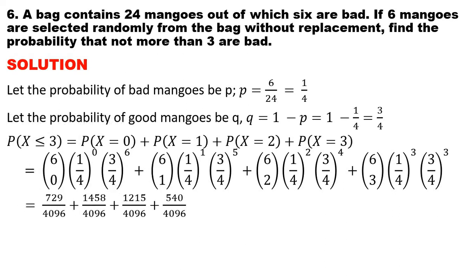Since the denominators are the same, we just add the numerators and always reduce to the lowest term, and I have the fraction as a decimal here, 0.9624. So the probability that not more than 3 mangoes are bad is 0.9624.